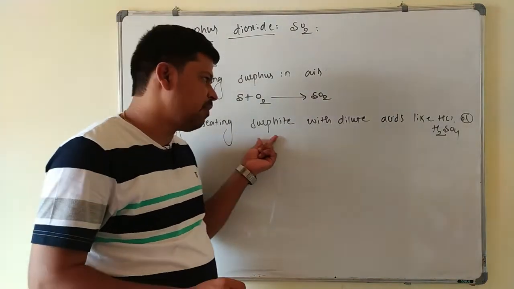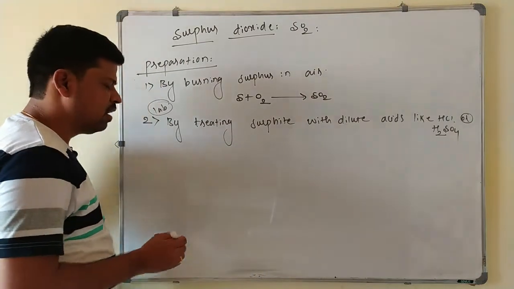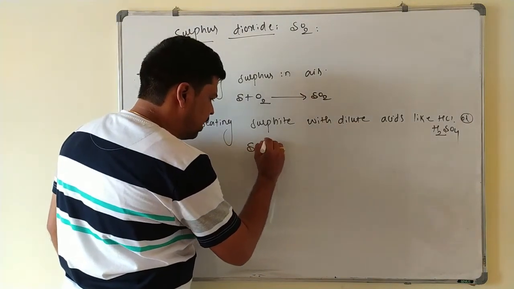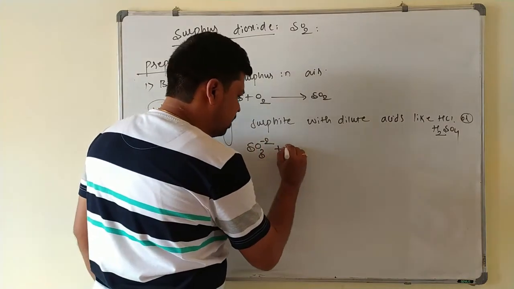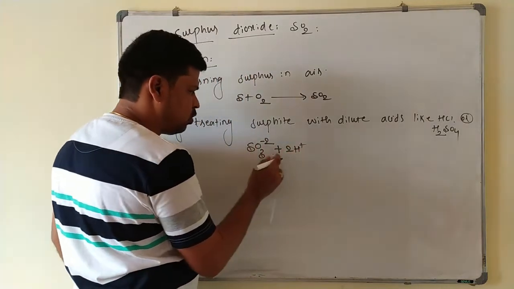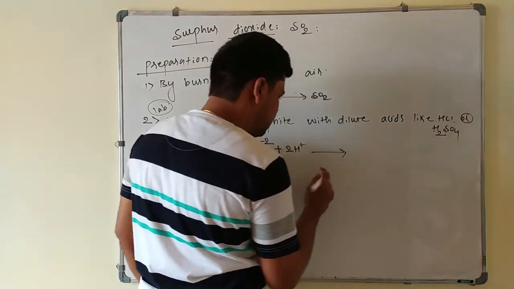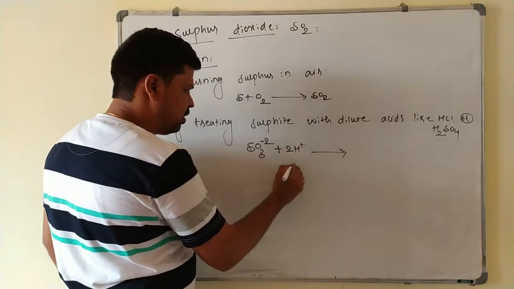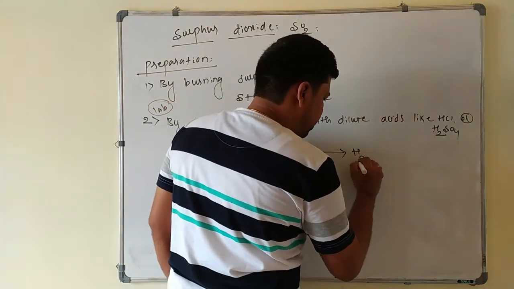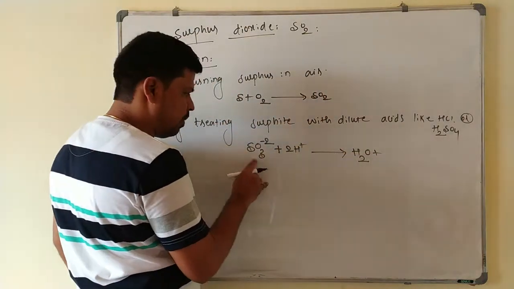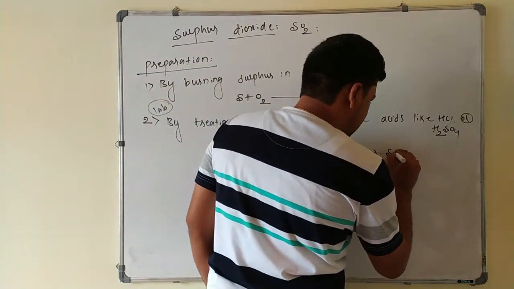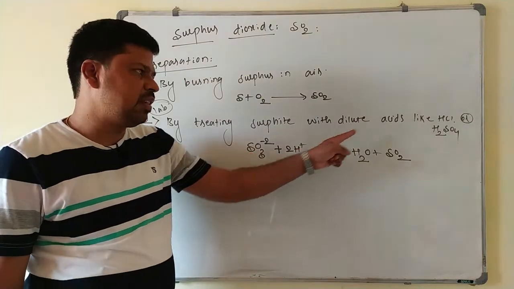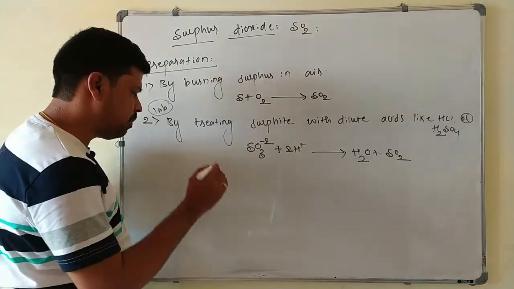Just by treating this sulfite with the dilute acid, it gives H plus ions. I will write a skeletal equation first. This is a sulfite ion, SO3 2 minus. On treating with acid, it takes 2 protons, so what happens here? These 2 hydrogens combine with oxygen to form water, plus the remaining is SO2. So SO2 is prepared in this way, by treating sulfite with dilute acids.